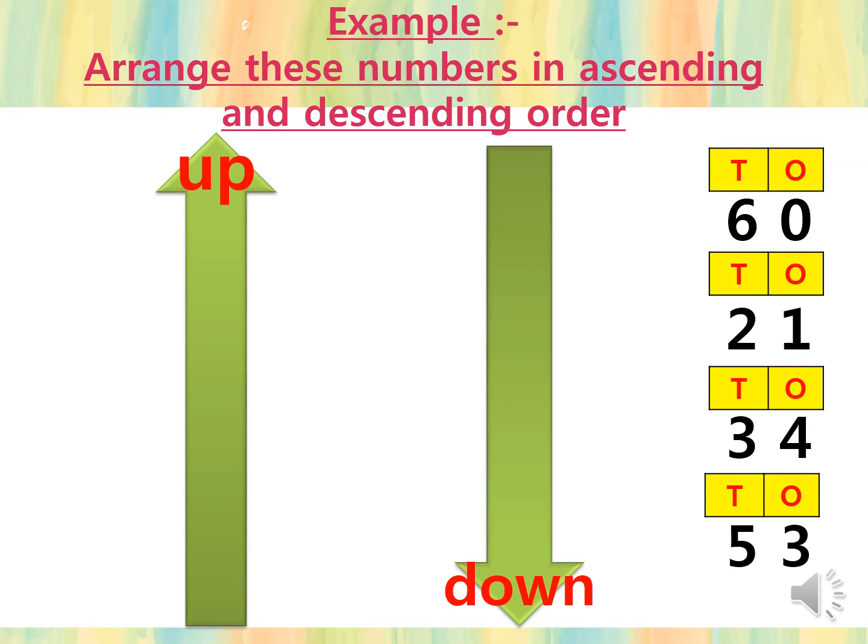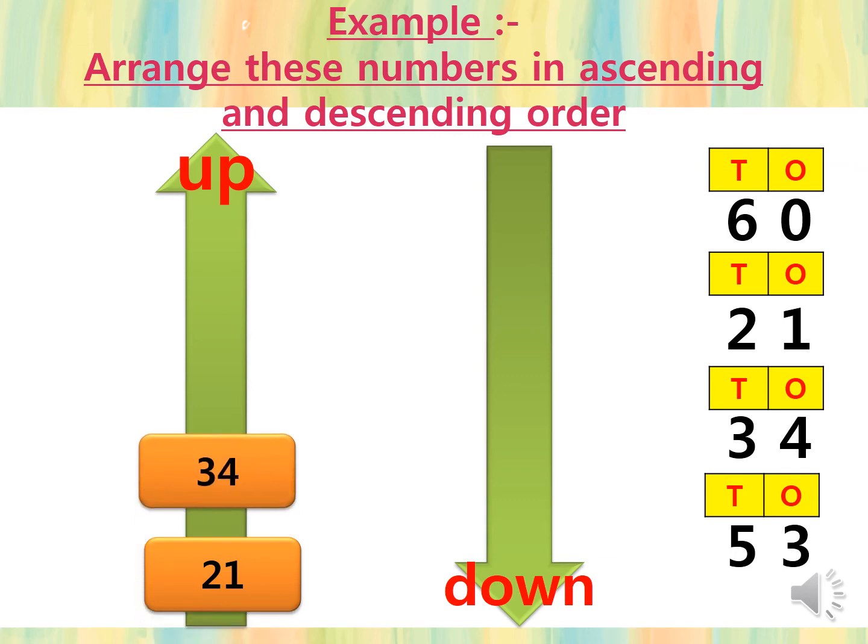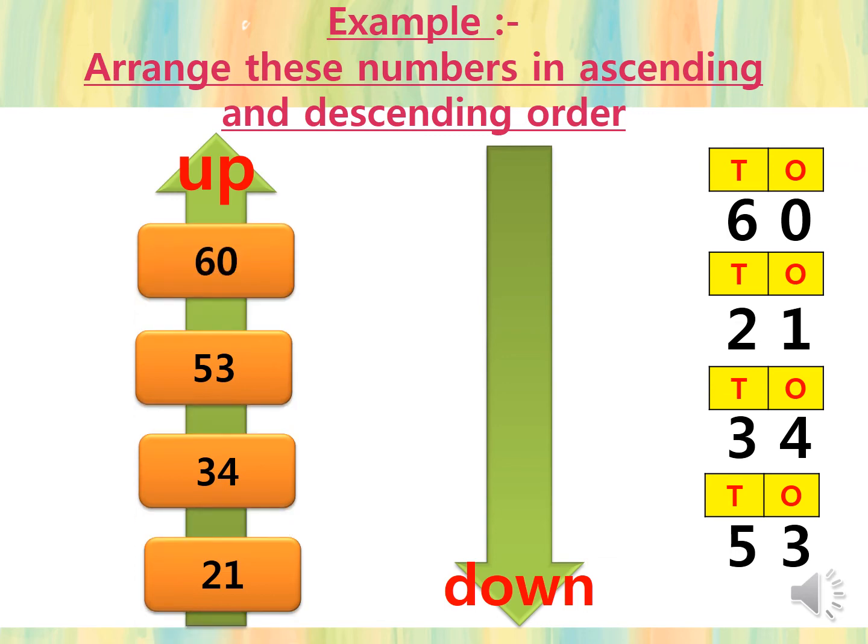So ascending means from the smallest number to the greatest number. Which number here is the smallest number? Look at tens place. Which one? 21. Then which number here? 34. Then 53. Then 60.